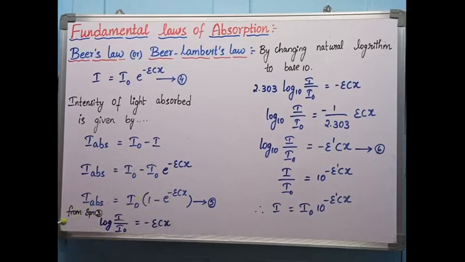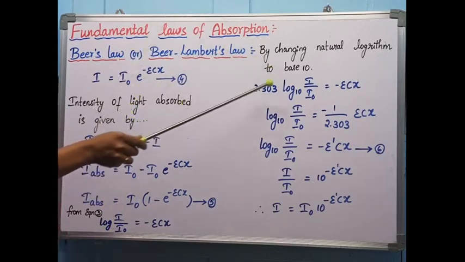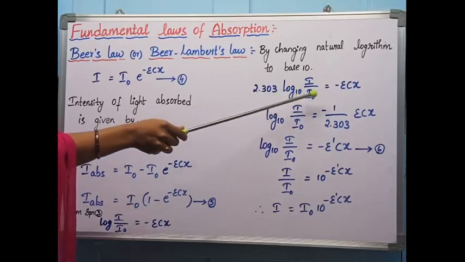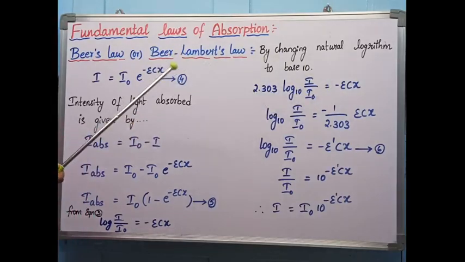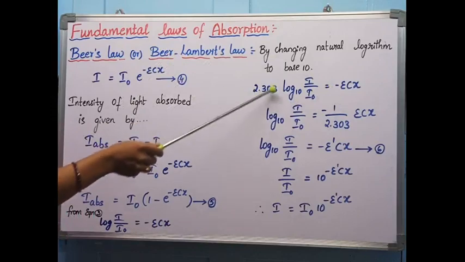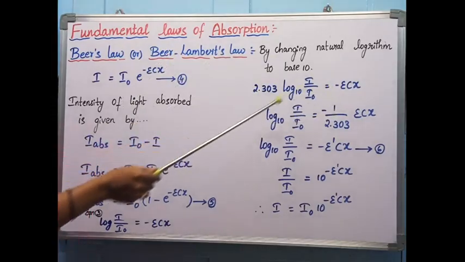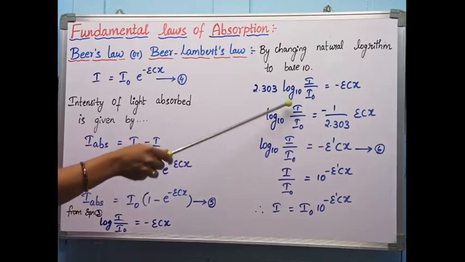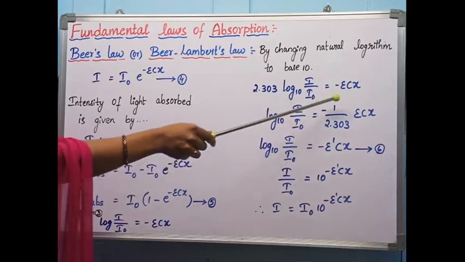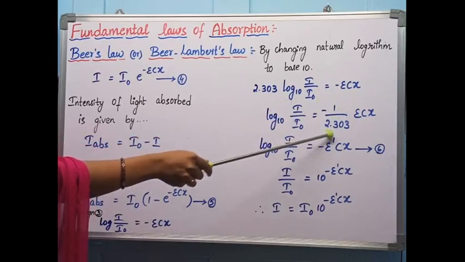Now again I'm taking equation 3: ln I by I naught is equals to minus epsilon Cx. By changing this natural logarithm into base 10, I will get 2.303 log 10 I by I naught is equals to minus epsilon Cx. Now I'll bring 2.303 to this side. Then I'll get log 10 I by I naught is equals to minus 1 by 2.303 epsilon Cx.